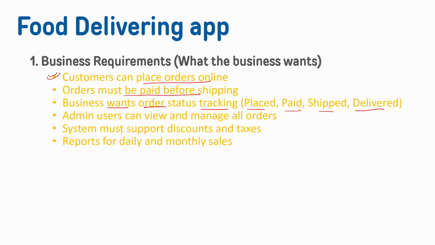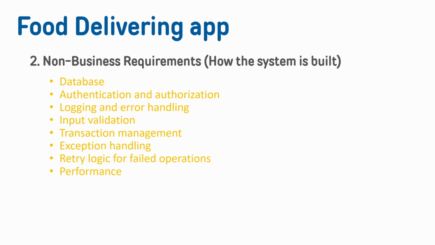The system must support discounts and taxes, and reports for daily and monthly sales. These are all examples of business requirements, what the business wants, also known as functional requirements or business requirements. Next, what is the non-business requirement? Non-business requirement means how the system is built. For example, this application should have a database to store the data, and security should be implemented with the help of authentication and authorization.